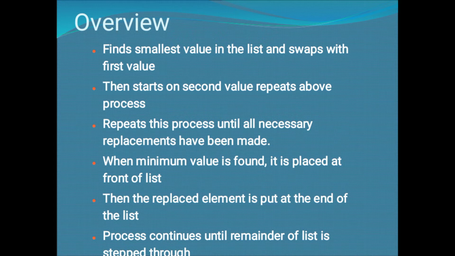Again, next step, it starts on the second value and repeats the above process. Again it selects the next smallest element from the list and swaps it with the next location. Repeat this process until all necessary replacements have been made. That is, as I have told you, repeat the same process until the whole list of elements is placed in sorted order. When the minimum value is found, it is placed at the front of the list.